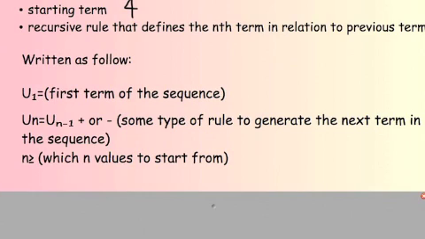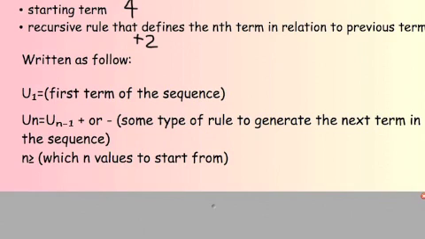Then the recursive rule was that for each additional table, we can sit an additional 2 people. So instead of writing the word starting term every single time, mathematically we write it as U1. And that represents the first term of the sequence. Again, it's read U sub 1, and that's the first term. So we will write this as U1 equals 4. That will be the starting term.